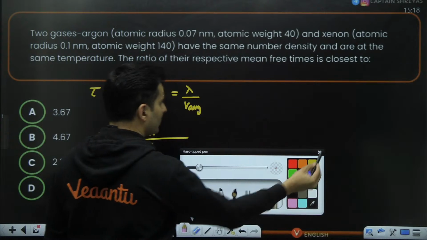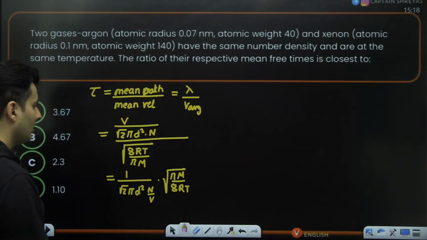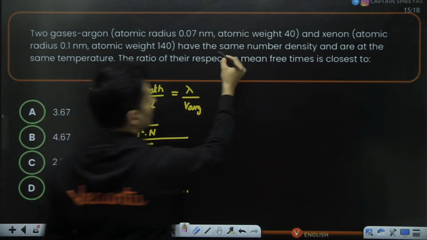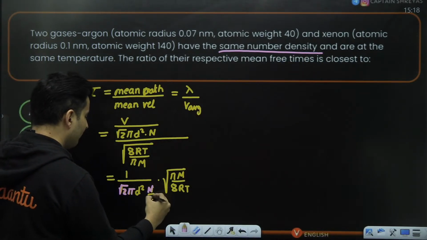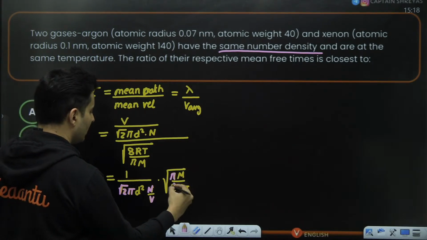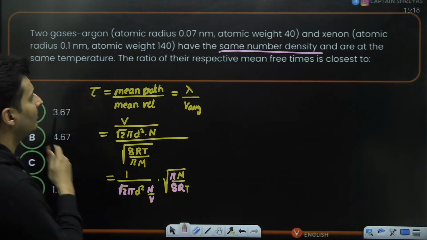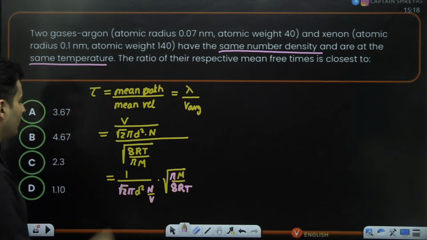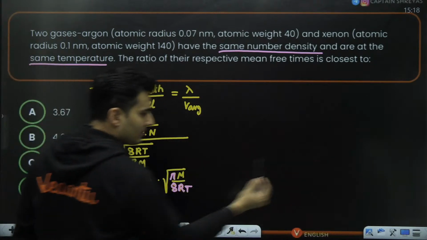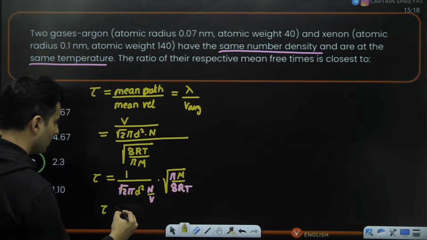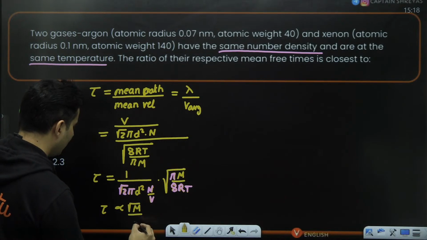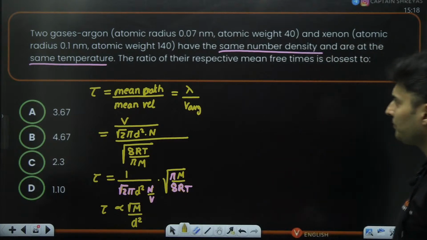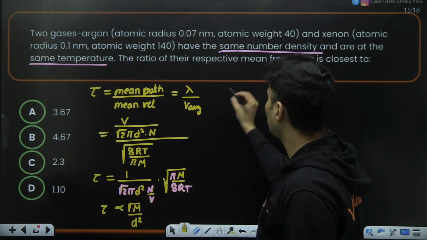Now observe who and all are constants and who and all will be variable. Root 2 is a constant, pi is a constant. As per the given question, same number density. That means n by V is also a constant. Again here pi is a constant, 8 is a constant, gas constant R is a constant. I think temperature is also the same. Yes, same temperature. Okay. So only molecular mass and D are different. So that's it, guys. My job is most likely done. So it is directly proportional to root of mass and inversely proportional to the square of the diameter of the molecules.